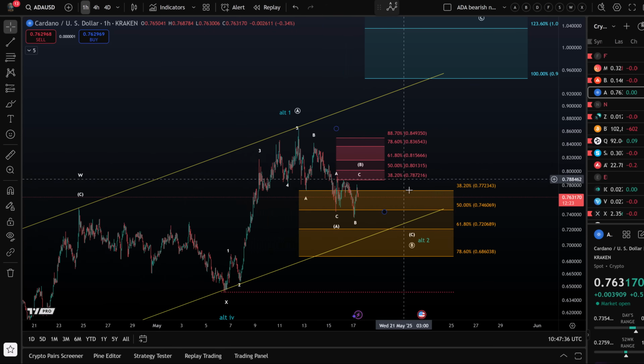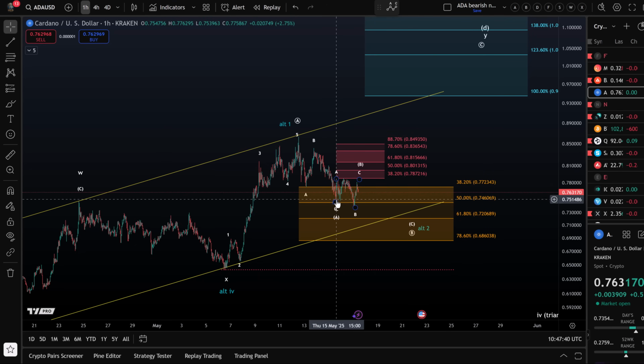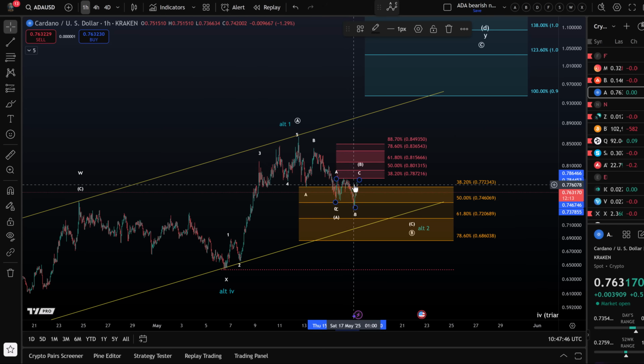Yeah, the ADA chart continues to be in this correction. Yesterday we were witnessing the start of a potential B wave that might actually have formed as a running flat, which would be a bit concerning because that would be quite bearish. But then again, B waves can become quite complex and it might actually still be unfolding. So I'm talking about this B wave here.